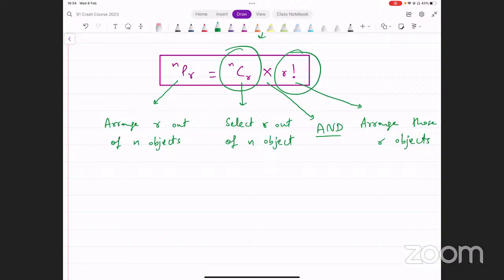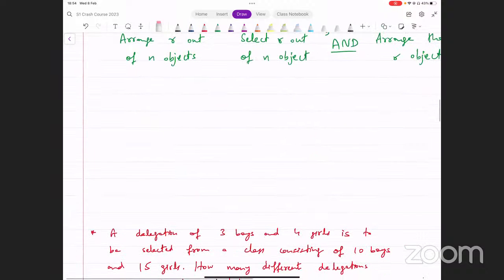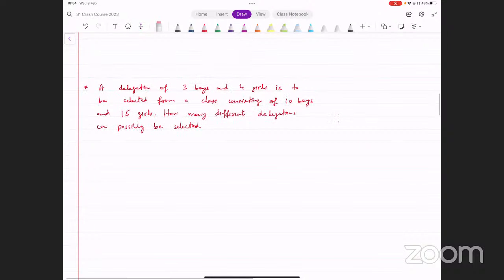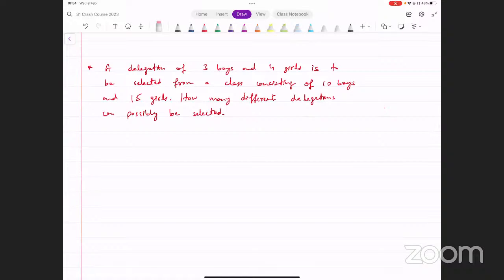Once you've selected them, then you would arrange them after. Okay, so we'll see that in a couple of examples in a moment. Let's try to understand what is meant by all of this, what we've done about combinations, using a few examples now. Let's say we've got a delegation of 3 boys and 4 girls that is to be selected from a class consisting of 10 boys and 15 girls. Now, how many possible different delegations can be selected given these conditions?